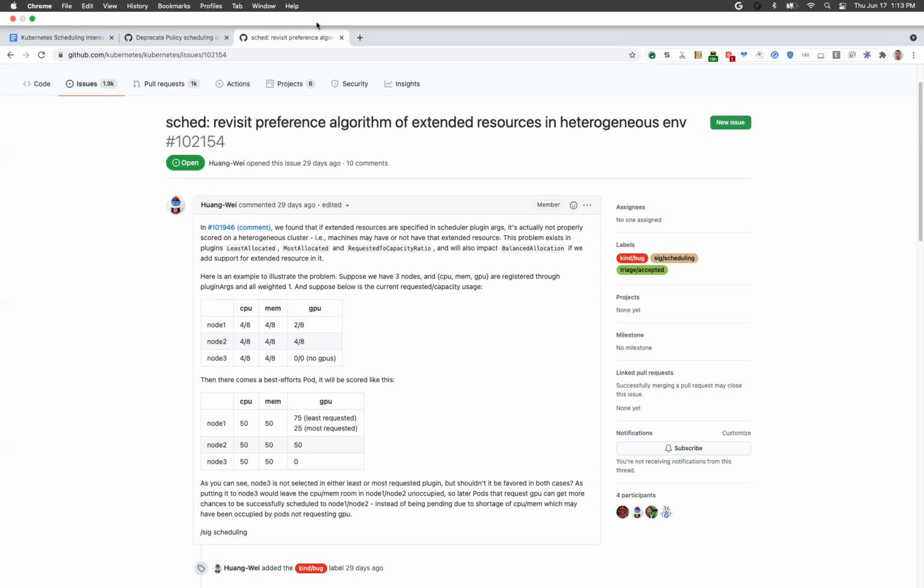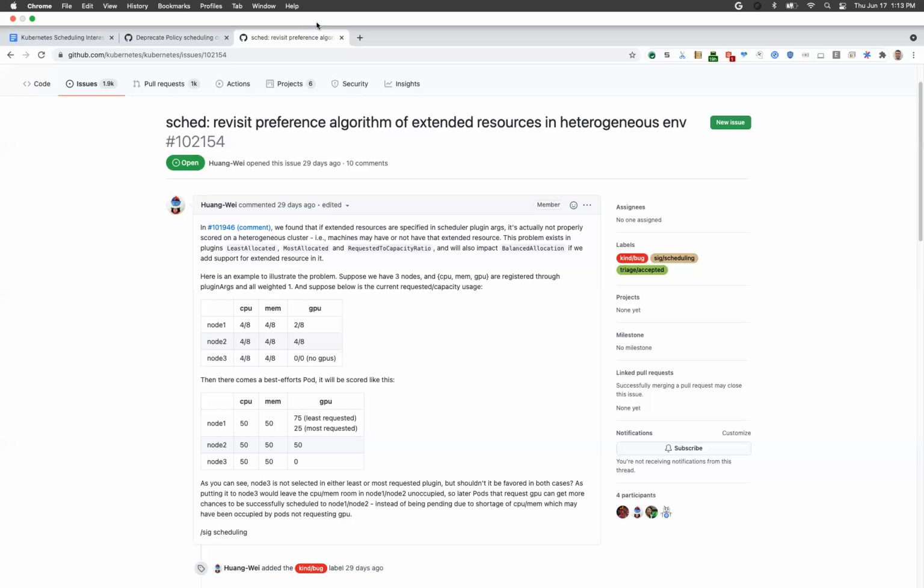Okay, I see. And also we need to take into account whether the pod is actually requesting the resource or not. I don't know if that should factor into the scoring. Well, if it's requesting the resource, the node that doesn't have the resource wouldn't pass the filter. Oh, right. Yeah, you're right. So that's not an issue. Yes. Okay, you're right.